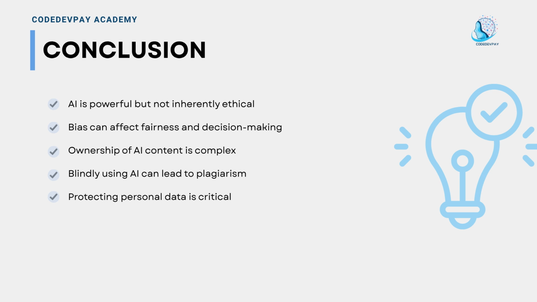In this lesson, we've seen that AI is very powerful but not inherently ethical. Bias can affect fairness and decision making. Ownership of AI content is very complex. Blindly using AI can lead to plagiarism, and protecting personal data is critical. So we should know that using AI responsibly is not just a skill, but it is about judgment.